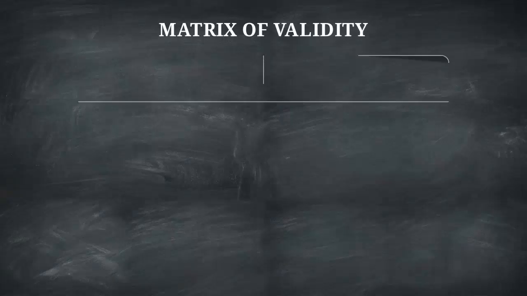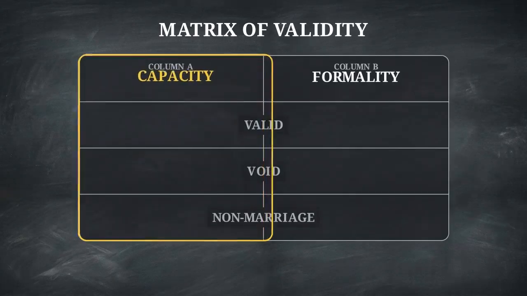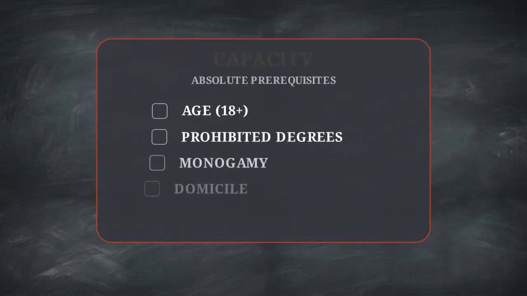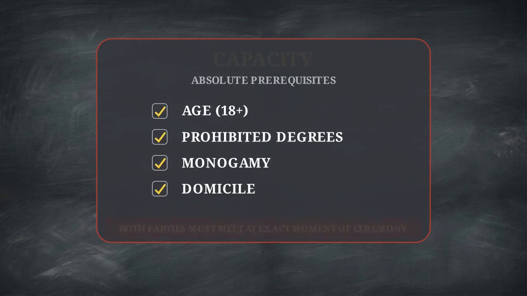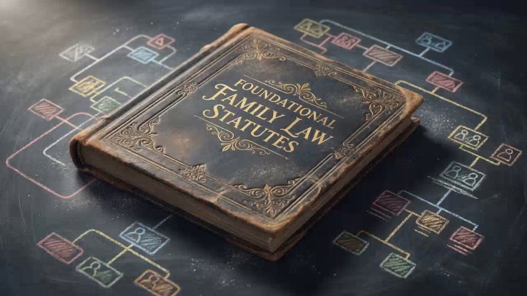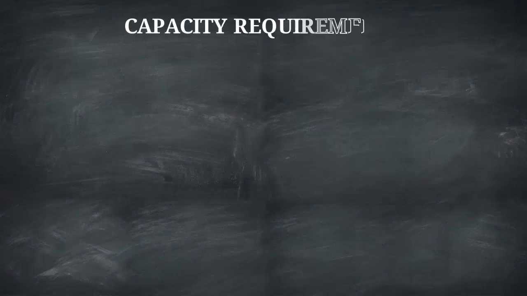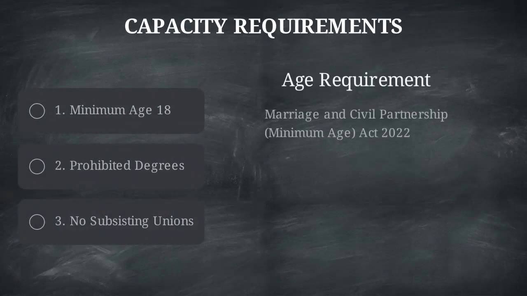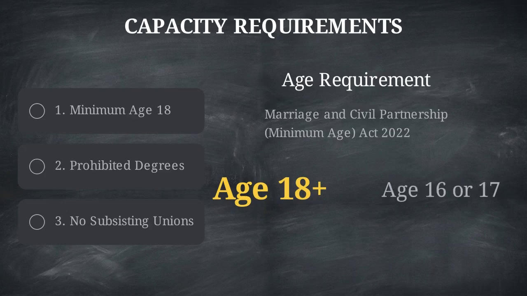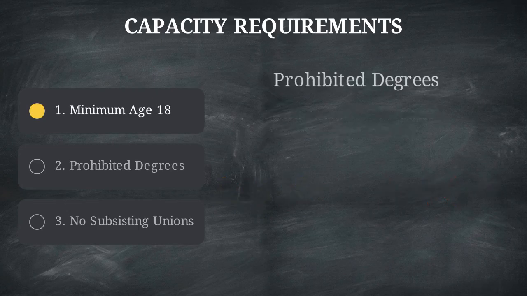This is the matrix of validity. We begin with column A, capacity. These are the absolute requirements that both parties must meet at the exact moment of the ceremony. These rules are primarily dictated by the Matrimonial Causes Act 1973. Under the Marriage and Civil Partnership (Minimum Age) Act 2022, both parties must be at least 18. The law no longer recognizes 16 or 17-year-olds as having the capacity to marry, even with parental consent.